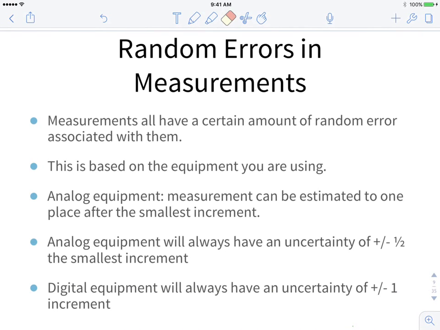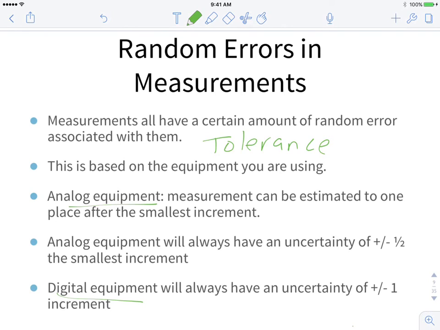Okay, well, what do random errors in measurements look like? Well, all equipment that you use has some kind of tolerance associated with it. This tolerance is based on the equipment. Some equipment has a very high tolerance, meaning that you can get a very accurate reading because you can go to the tenths place, hundredths place, or even thousandths place if you're using something like an analytical balance. Now we're going to use two types of equipment. We have analog equipment and digital equipment.